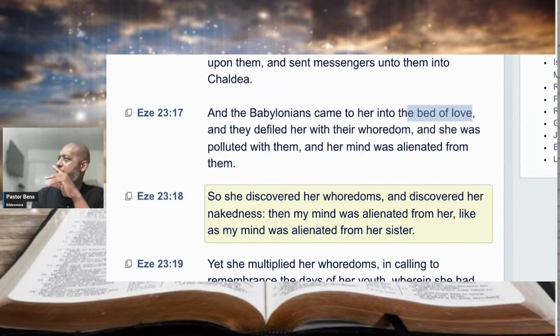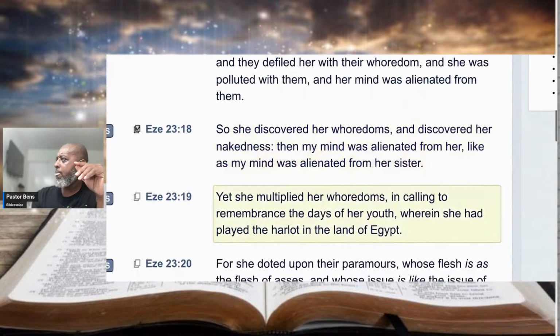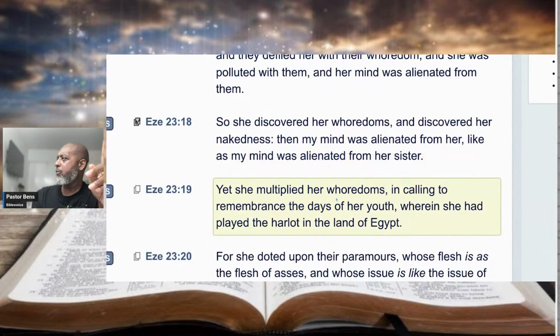Goodness, that's so deep. So she discovered her whoredoms and discovered her nakedness. Then her mind was alienated from her, like as my mind was alienated from her sister. Yet she multiplied her whoredoms, calling to remembrance the days of her youth, wherein she had played the harlot in the land of Egypt. Who are they talking about now? That brings an interesting point. It's not talking about an individual, but it's metaphorically talking about Israel.